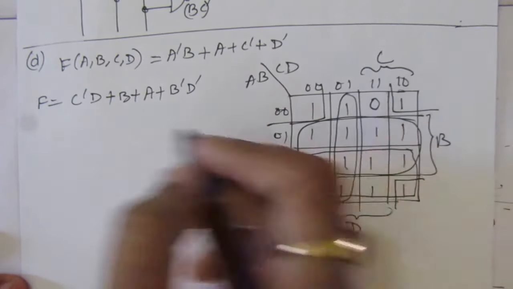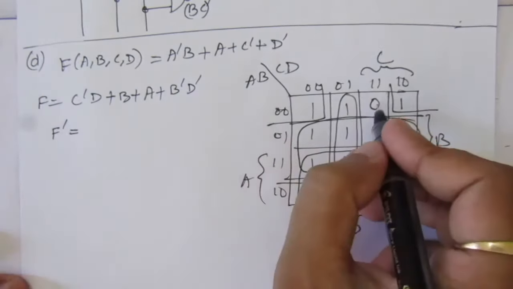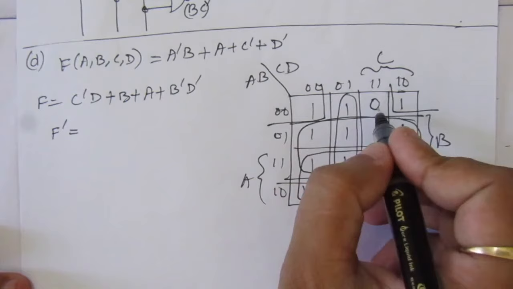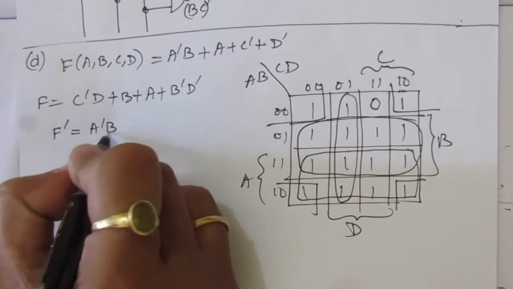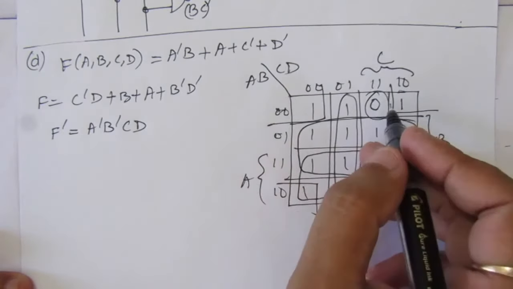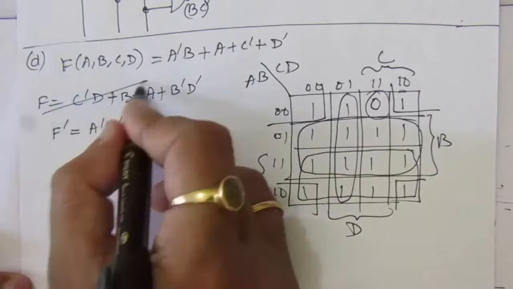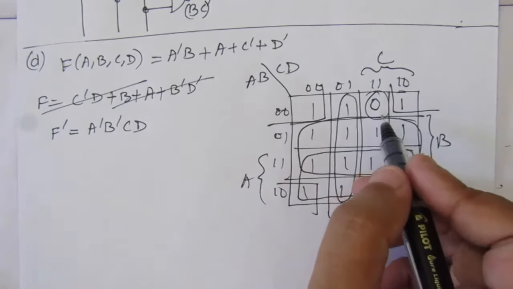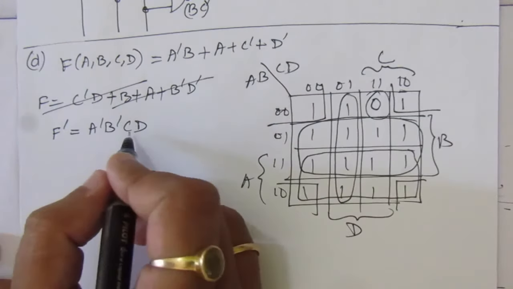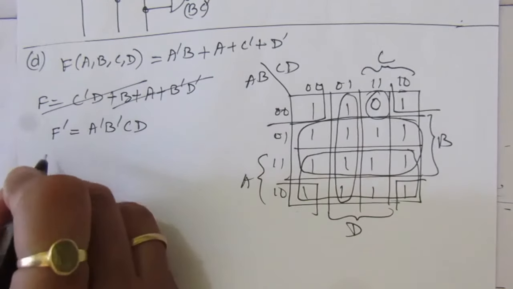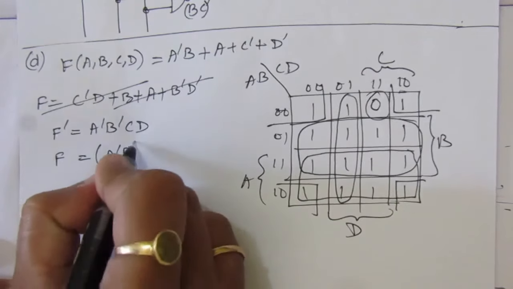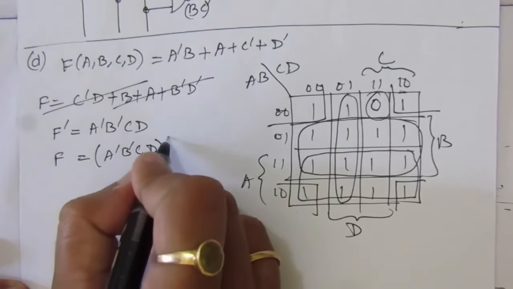So for 0, what we have to do, we have to write it as f bar. F bar will be this term. Okay, so f bar will be a bar b bar c d. So this is the 0 term. Okay, so if we consider this 0, we can now neglect the rest. We are finding it using 0. Okay, we will get a bar b bar c d. Okay, so f will be the complement of a bar b bar c d. Okay, it will be whole bar.